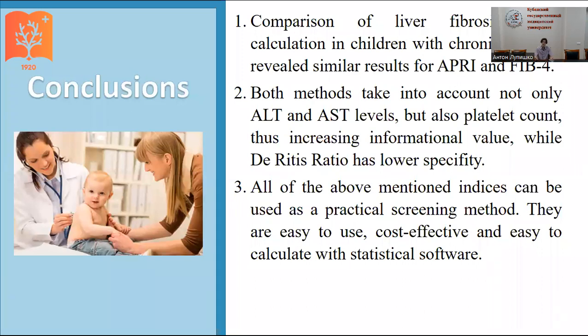To sum up what we just said, let's move to conclusions. Comparison of liver fibrosis index calculation in children with chronic diseases revealed similar results for APRI and Fibrosis-4 indices. Both methods take into account not only ALT and AST levels, but also platelet count, thus increasing informational value, while the De Ritis ratio has lower specificity.